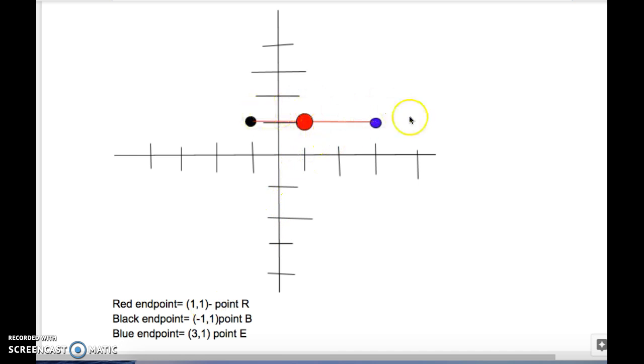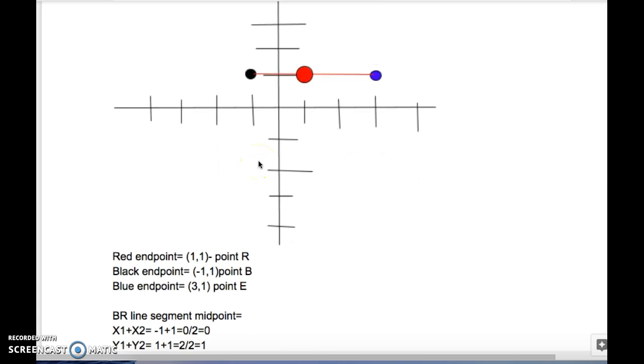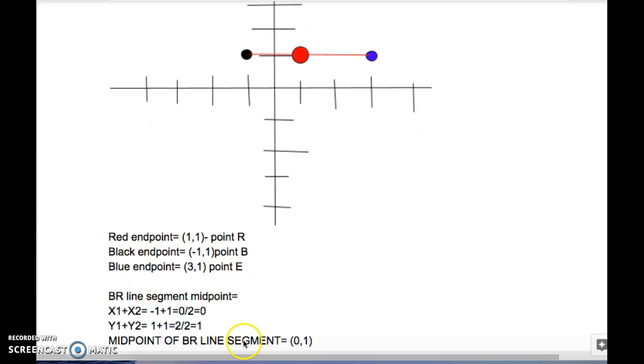And then we have our two original points, and then first we want to find the BR line segment midpoint, which would be the black point to the red point. That's a new line segment that we're trying to find the midpoint of in order to divide this original line segment into fourths. And so we just plug in our points into the midpoint formula, and then we get the midpoint of the BR line segment to be 0, 1, which we would put right there.